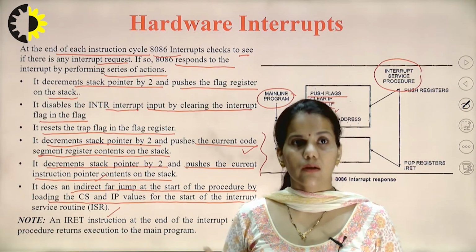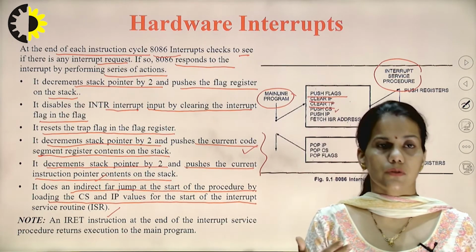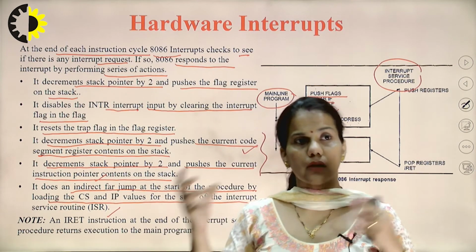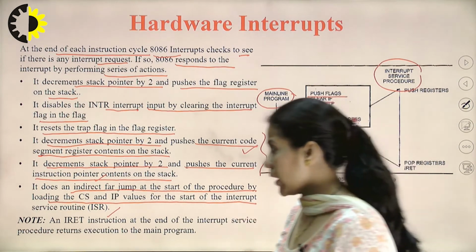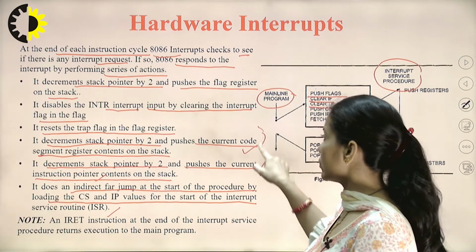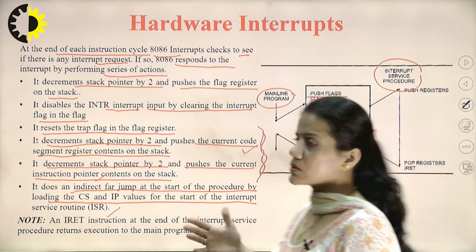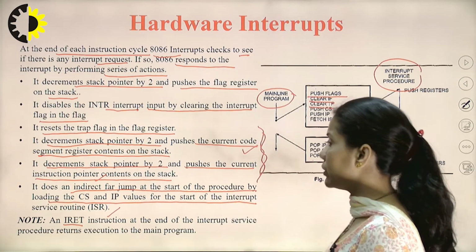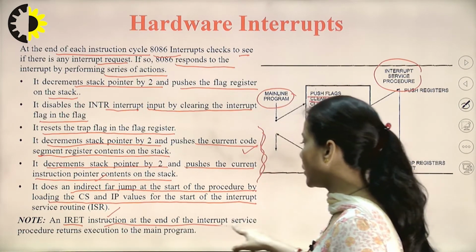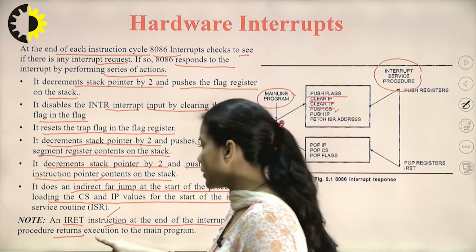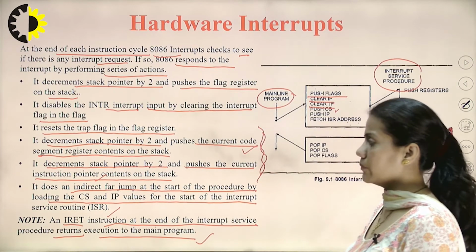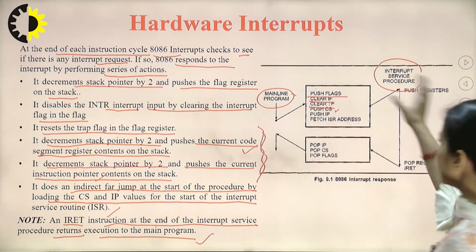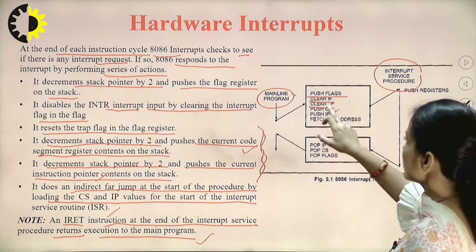Whenever during the execution of the interrupt service routine the return statement is executed, the control comes back to the address whose contents are stored in the stack. So, this is what is happening. An IRET, that is the interrupt return instruction at the end of the interrupt service routine procedure, returns the execution to the main program. So, this is how the hardware interrupts are executed, and this has been shown in this figure.